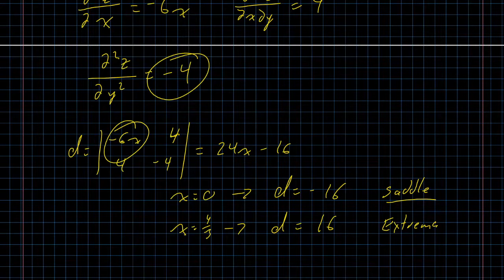This thing can only be positive if the second partial with respect to x and the second partial with respect to y are the same sign. In this case, they are both negative, and so we use the same result that we had with the second derivative test for a function of a single variable. Concave downward, negative second partial meant a local maximum. Concave upward, positive second partial meant a local minimum.